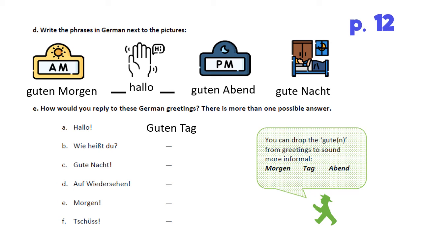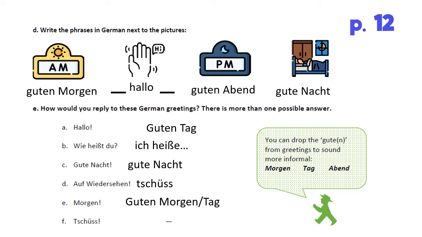So for "Hallo", I had "Guten Tag", but I mean, obviously you could just say "Hallo" if you wanted to, or whatever you want, really. "Wie heißt du?" You could have "Ich heiße". You could also have "Mein Name ist". That kind of makes sense. You can use them interchangeably. "Gute Nacht". I also had "Gute Nacht". "Auf Wiedersehen". I had "Tschüss". "Morgen". I said "Guten Morgen" or "Tag". And "Tschüss". I said "Auf Wiedersehen". But you could have also had "Bis bald" or "Schönen Tag noch" or something like that.